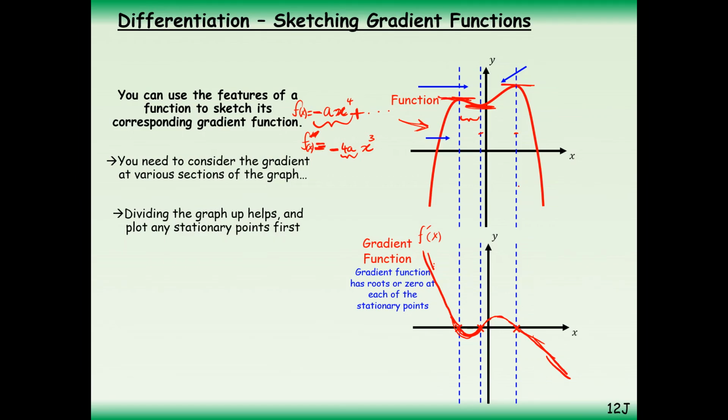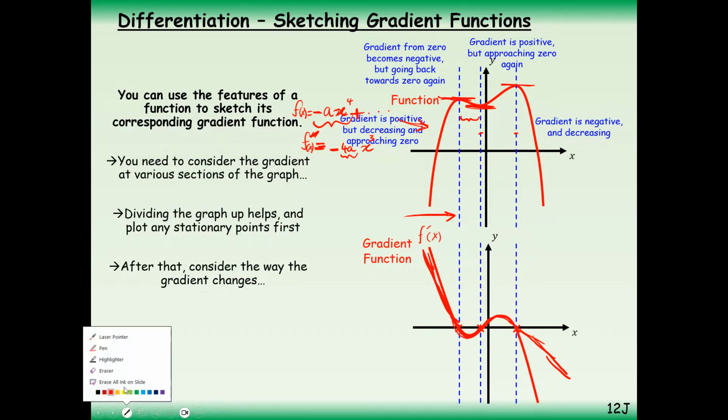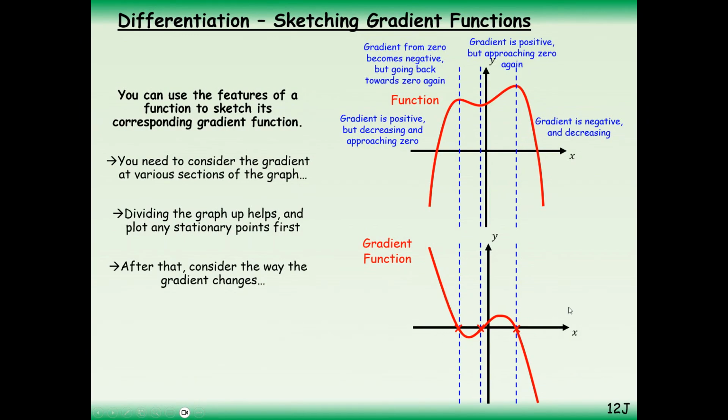So notice that here the graph from minus infinity up to this x value is increasing. That's why this part of the graph is above the x-axis. The y value of it is positive. So it will look something like so. We just don't want to fast forward too quickly. So we said that on this side the gradient is negative and decreasing.